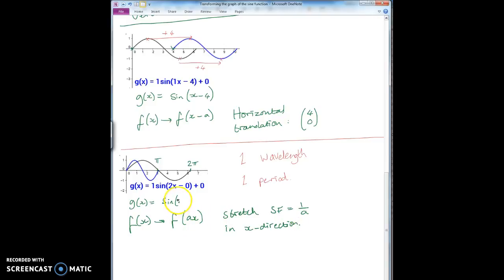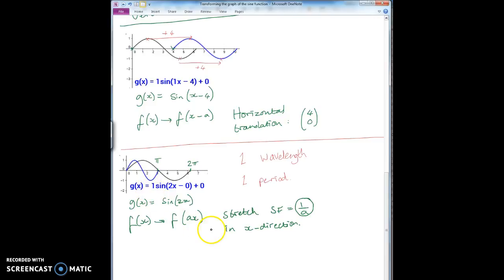So that explains why sine of 2x has a wavelength which is half as much, because we've stretched it by a scale factor of 1 over 2. In other words, we've compressed it by a scale factor of 2.